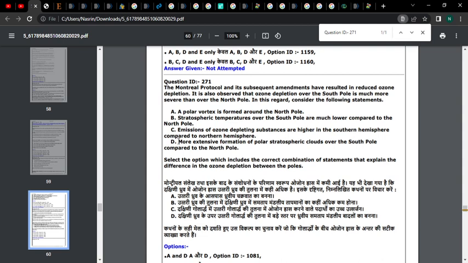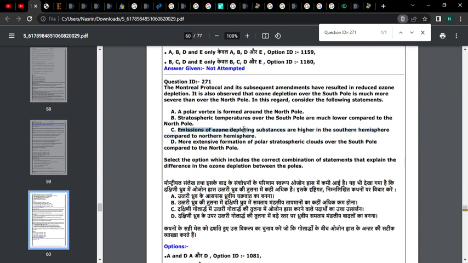Okay, at the same time, more extensive formation of polar stratospheric cloud over the South Pole compared to the North Pole. Again, this is a wrong option, friends. So this is a correct option, this particular option C. So from NTA they mention option B and D are correct options only. So it is a correct option. Please don't challenge this question.